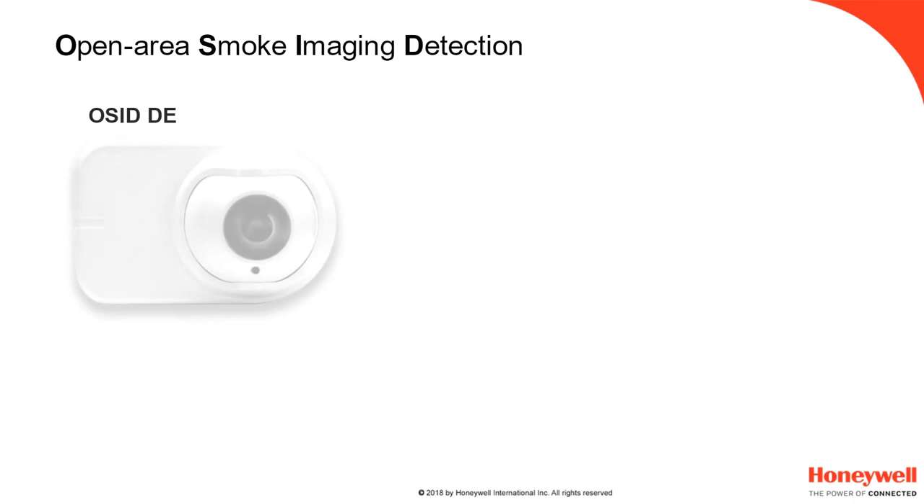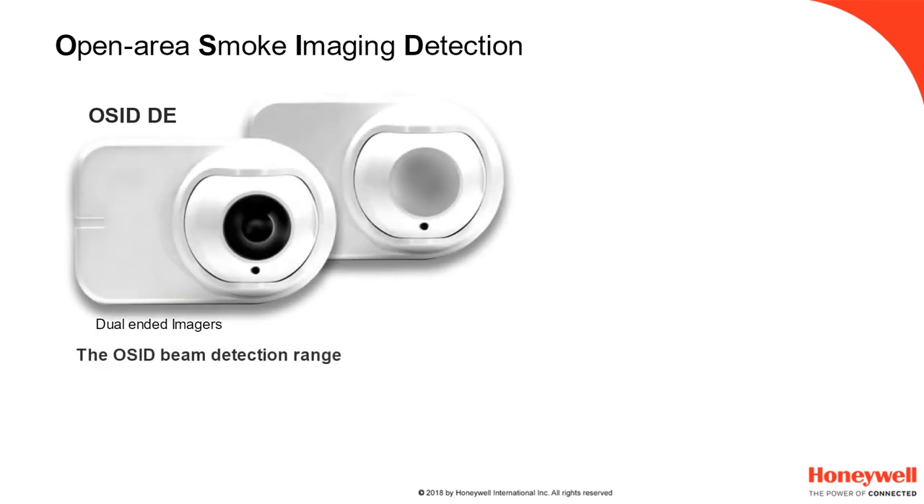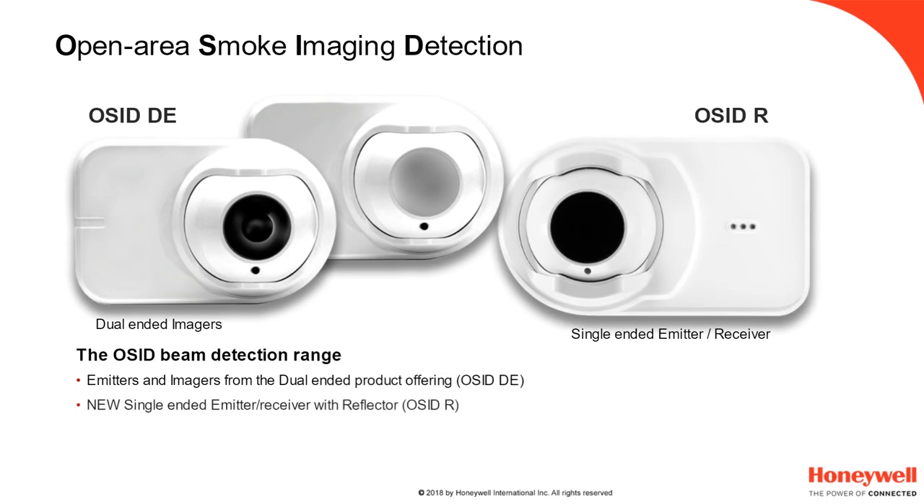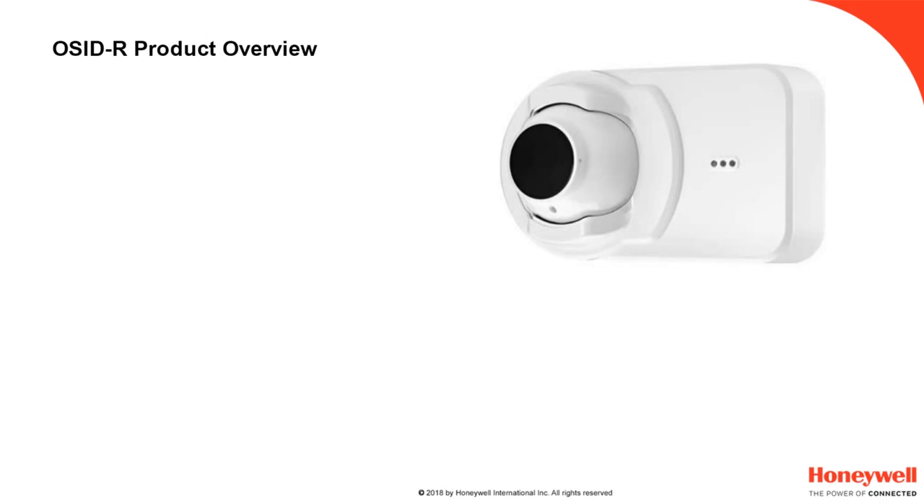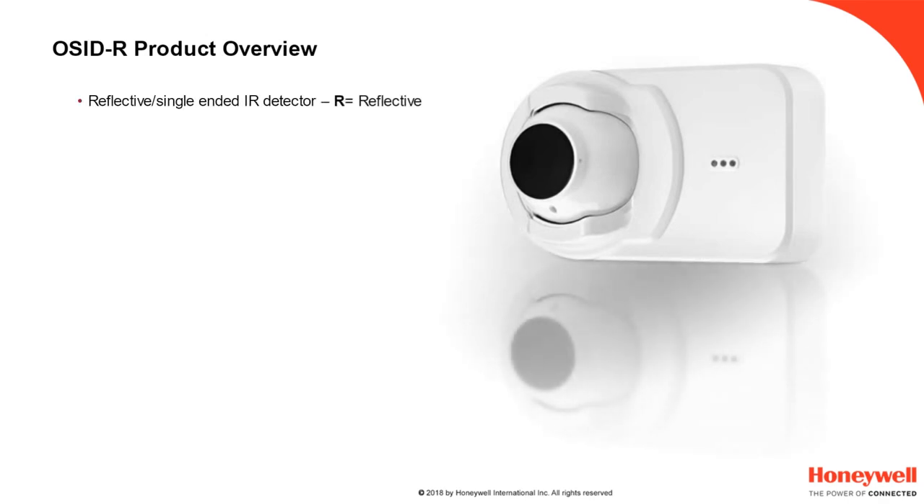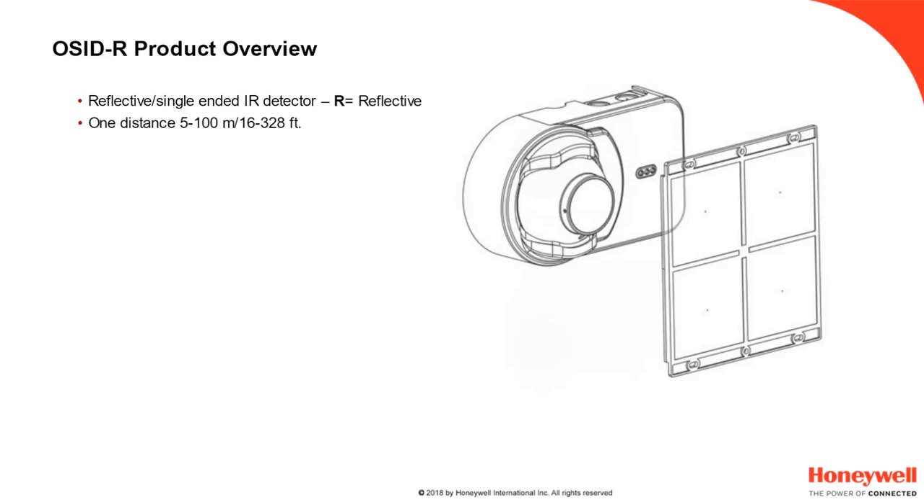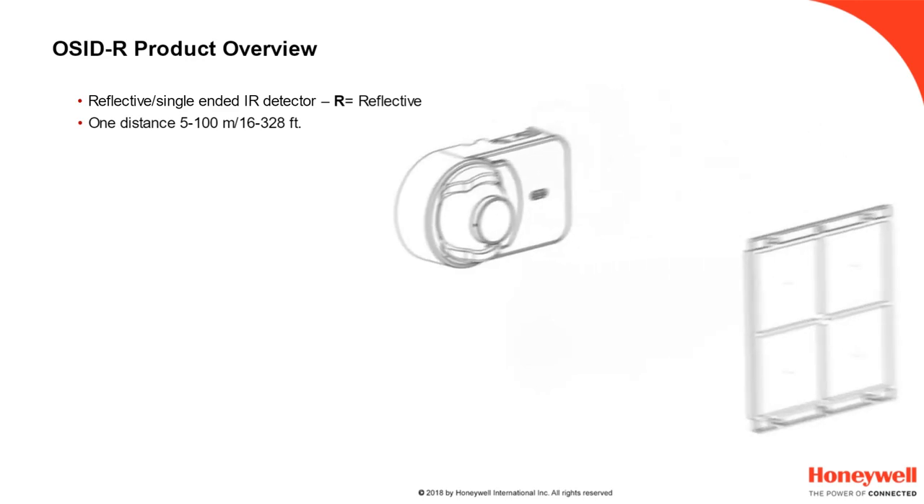The imaging smoke detector range consists of dual-ended imagers and emitters, and now the new OSID-R single-ended range, used in conjunction with a reflector. The OSID-R is a reflective single-ended IR detector. The R in OSID-R stands for reflective. A single device covers distances from 5 meters to 100 meters, or 16 to 328 feet.